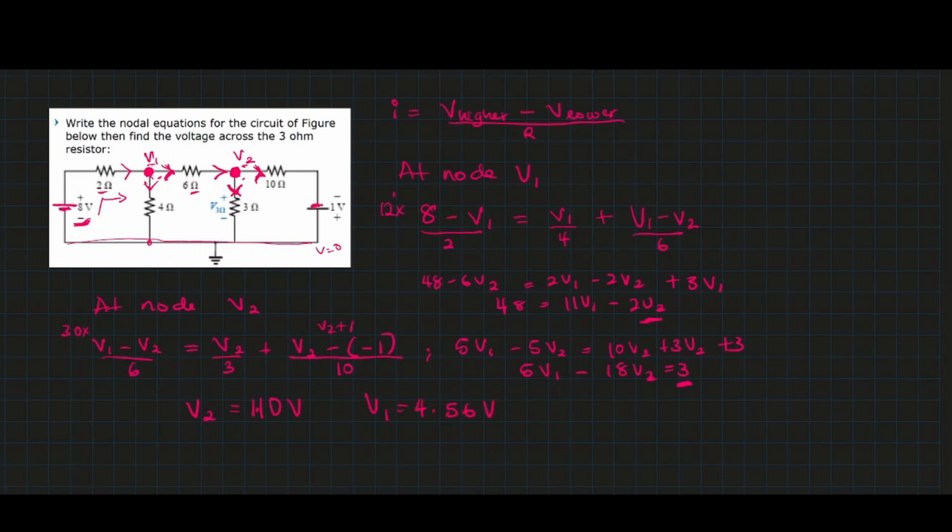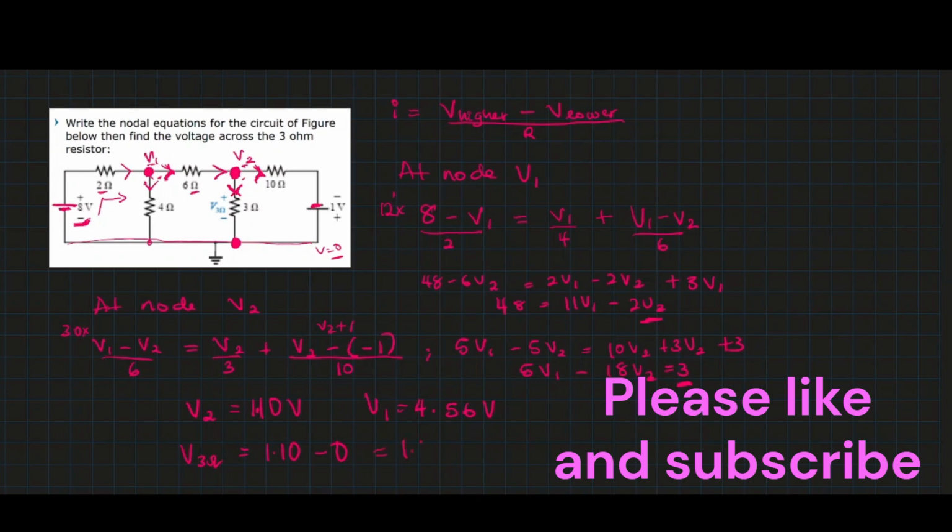To find the voltage across the 3 ohms resistor, it's simply whatever voltage you have here minus whatever voltage you have here. In this case, we know V2 is now 1.10, minus the voltage here, which is always 0. So V across the 3 ohms is equal to 1.10 volts. This is the answer. Thank you for listening.